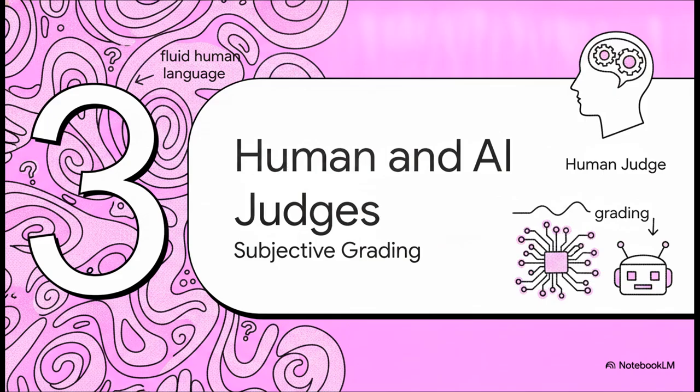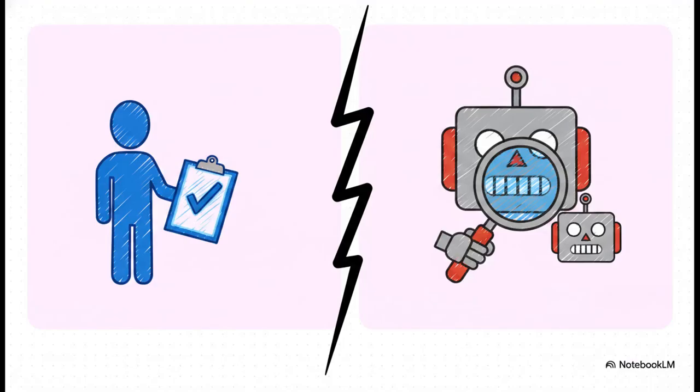Which leads us perfectly into part 3, human and AI judges. This framework brilliantly contrasts two completely different types of subjective grading. Over on one side, we have human preference. This is exactly what it sounds like. Real people reading the responses and deciding which one is actually more helpful, more natural, and more accurate.